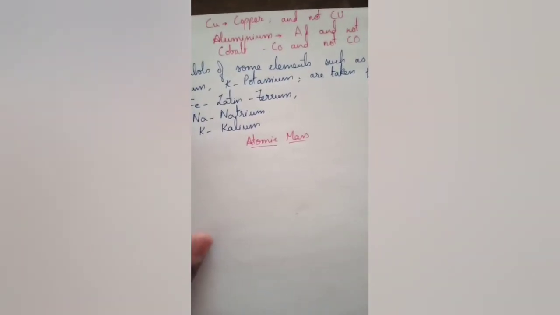Many of the symbols are the first one or two letters of the element's name in English. The first letter of a symbol is always written as a capital letter and the second letter is always written as a small letter. For example, copper is Cu and not capital C, capital U. Aluminium is capital A, small l, and not capital A, capital L. Cobalt is capital C, small o, and not capital C, capital O.